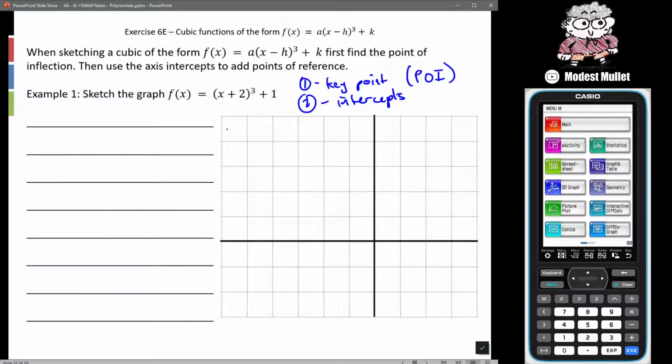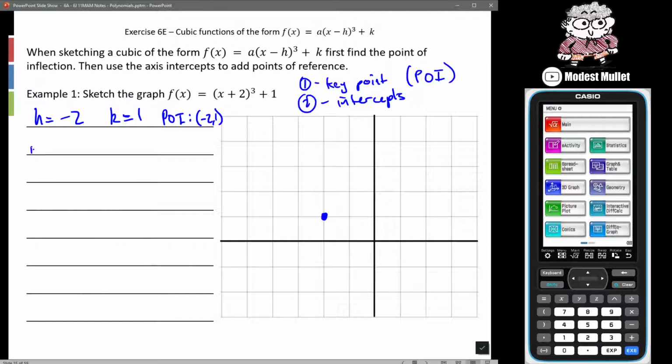So let's sketch the graph of f of x is equal to (x plus 2) cubed plus 1. Straight away, I can see H is negative 2 and K is 1. Remember, we switched the sign for H. So we get that. So my point of inflection is at negative 2, 1. So let's put that in. Negative 2, 1. Put it there.